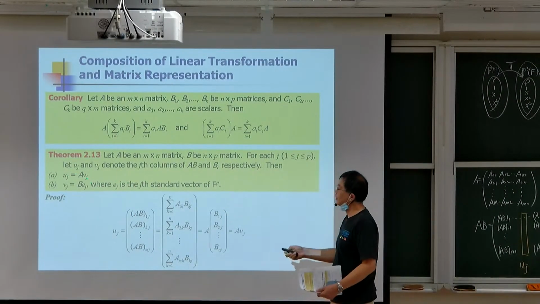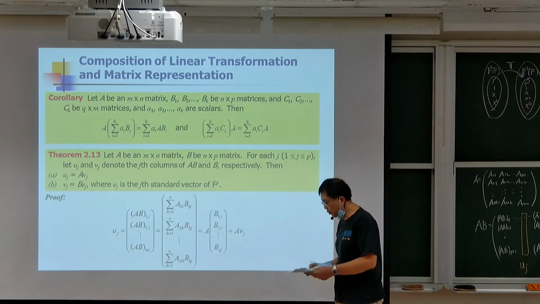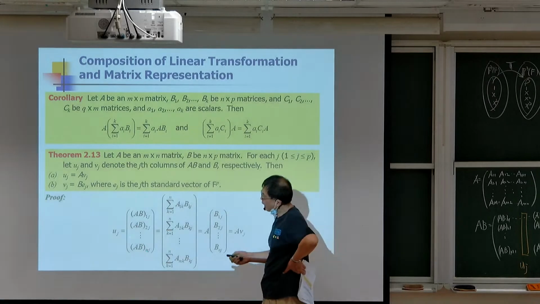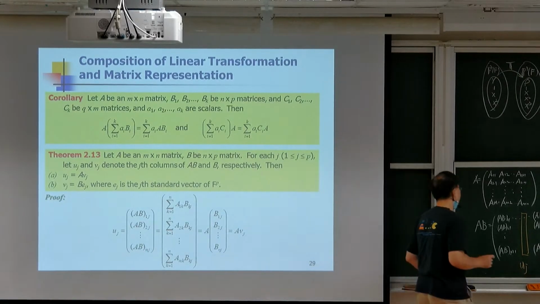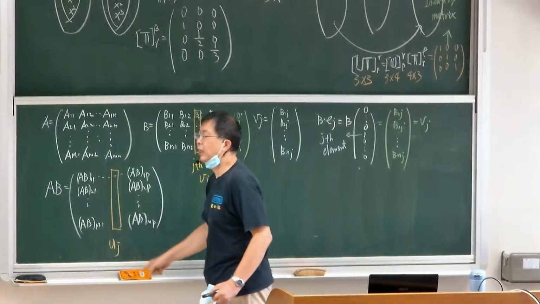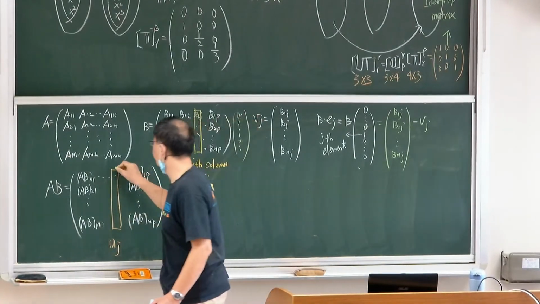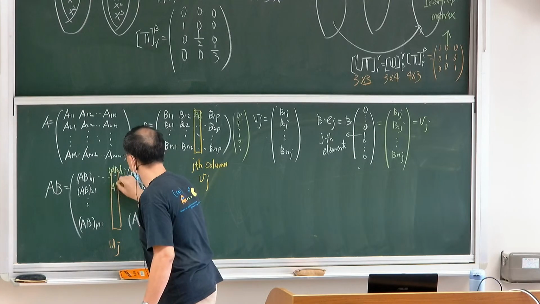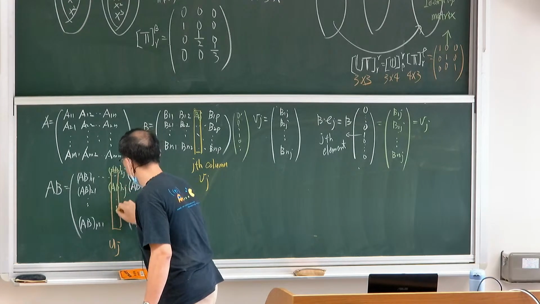And for A, we also follow the same procedure. So Uj will be the jth column of AB. It will be AB1j, AB2j to ABmj.